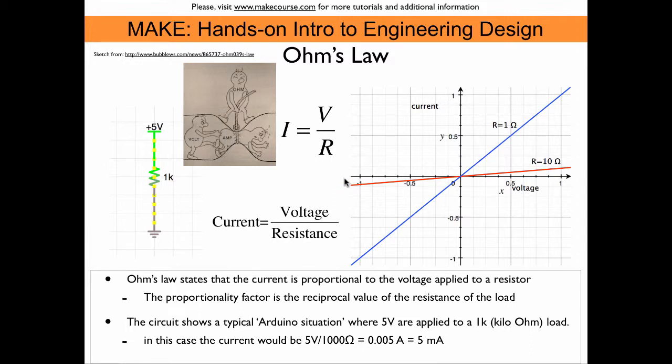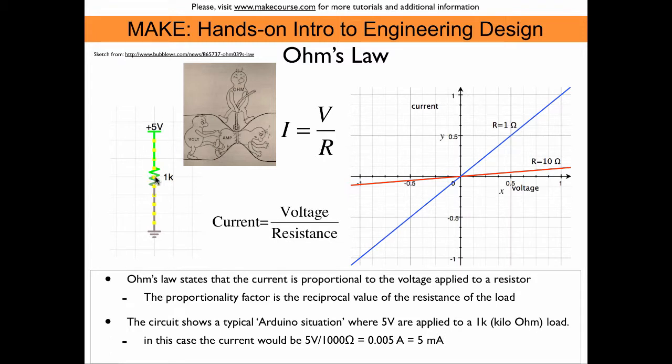If we have two resistors, one with 1 ohm and one with 10 ohm, this is a current versus voltage graph. In the 1 ohm case, the smaller resistor, at 1 volt we would get 1 amp of current. If we have the larger resistor in the circuit, then we would get a much smaller current. Because the resistor is a factor 10 larger, we would get 1/10 of the current, so only 0.1 amps instead of 1 in the case of the 1 ohm resistor.